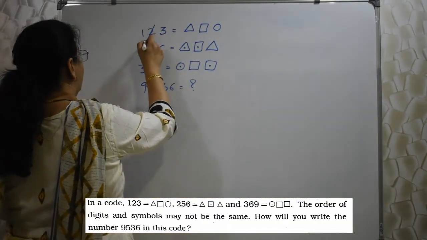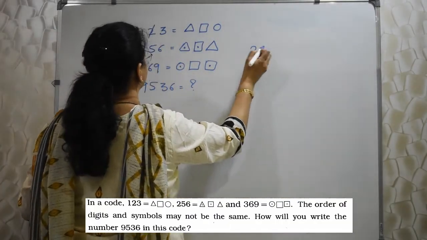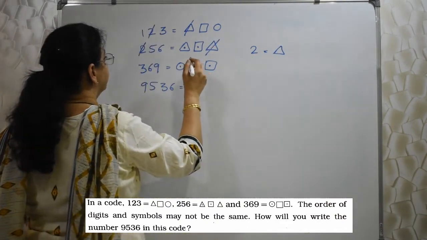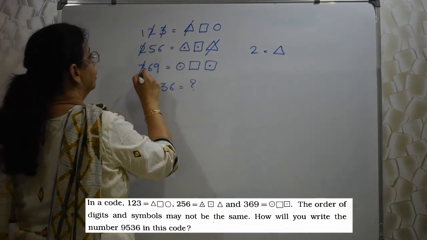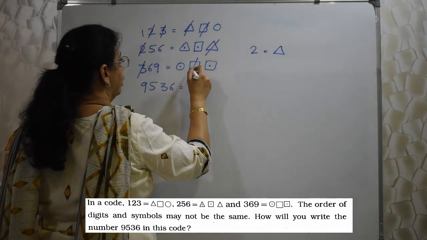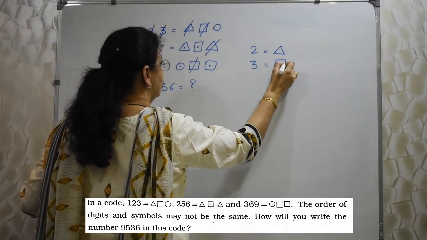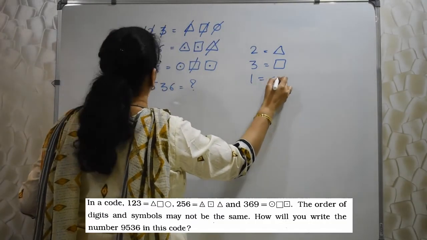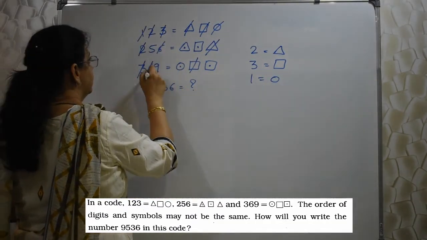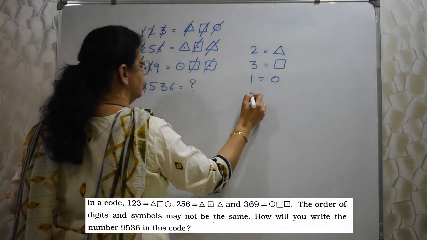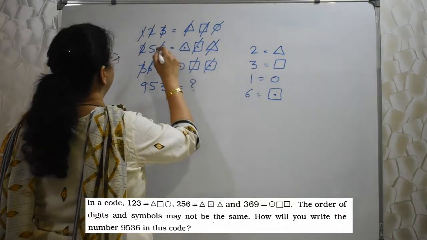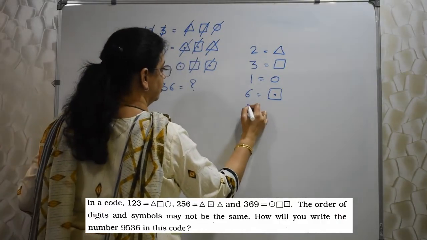इसमें common क्या है? 2. Triangle. 3. Square. So 3 must be equal to square. इधर अभी एक ही बचा है तो एक must be circle. इधर क्या है? 6, 6, 6 and this. So 6 must be this. Okay. 5 अकेला है तो 5 must be this.